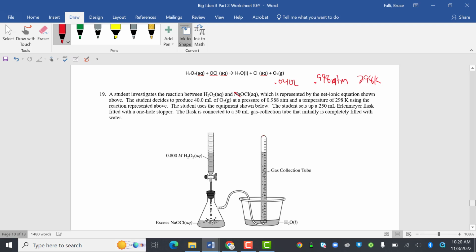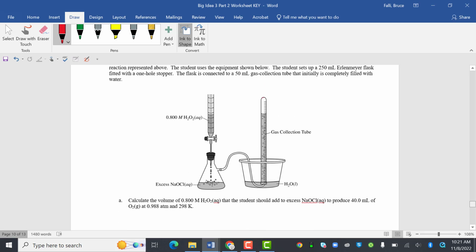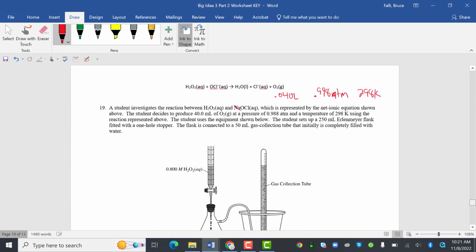So it starts out up here. We can read that. Good. Calculate the volume of 0.8 molar H2O2 that the student should add to excess NaOH to produce this. Okay, so what this is asking me to do is find the moles. So I'm going to start with PV equals nRT. So we looked at the pressure.